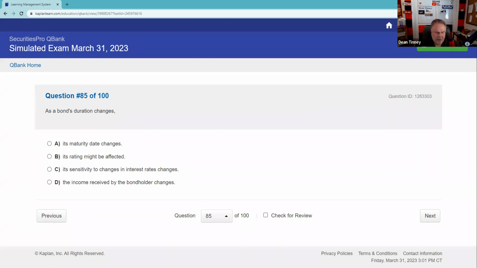As a bond's duration changes, its maturity date changes, its rating might be affected, its sensitivity to changes in interest rate changes, the income received by the bondholder changes. Maturity and rating have nothing to do with that. It's the sensitivity to the interest rate. Yeah, right on. That's C. That's the definition of it, right?